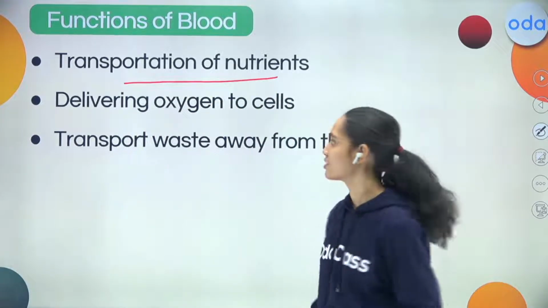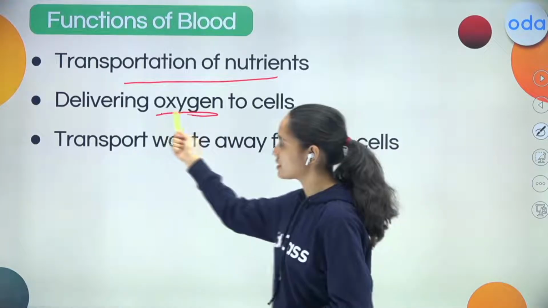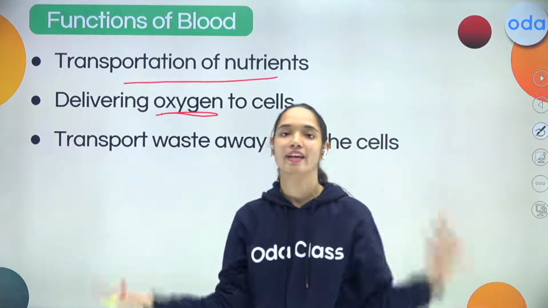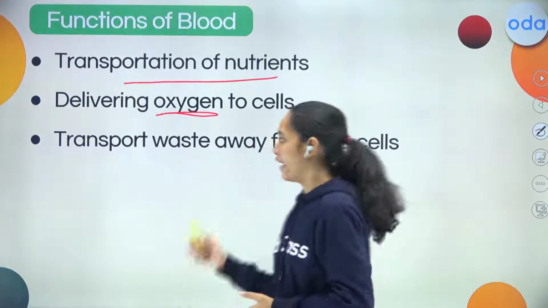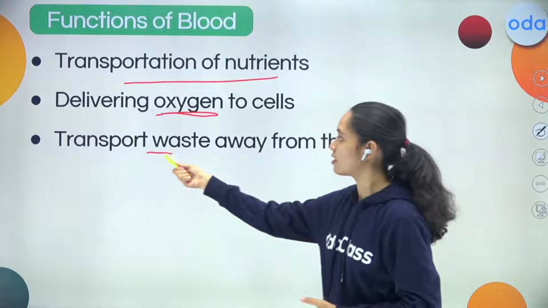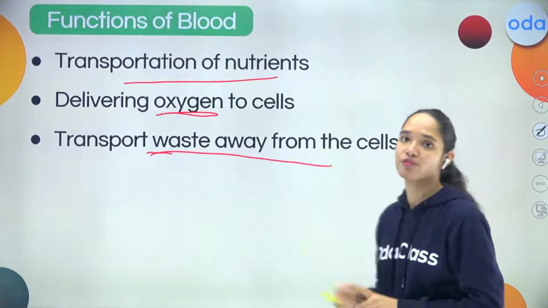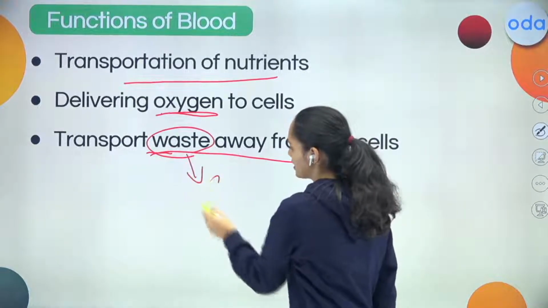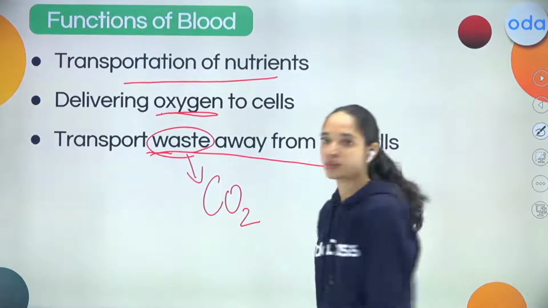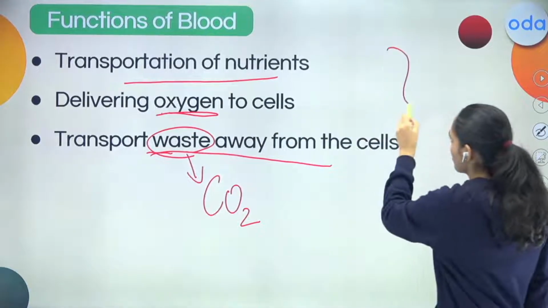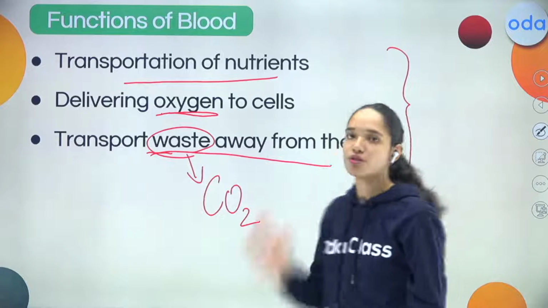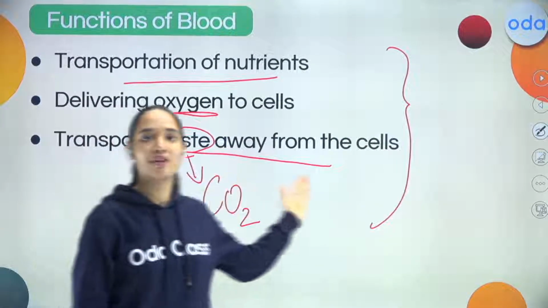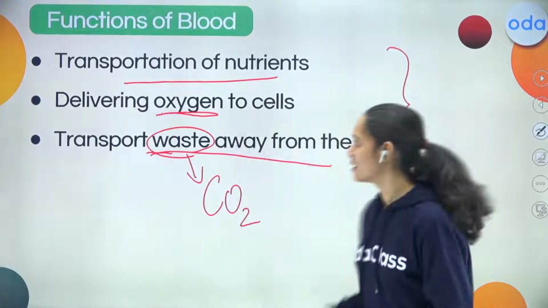Not only this, my dear children, it also delivers the oxygen to the cells so that they can be healthy and they can function properly. And also it removes or transports waste away from the cell. Whenever I say waste, it means it is carbon dioxide. So these are the functions of our blood. It transports the nutrients, delivers the oxygen, and also removes the waste away from the cell.